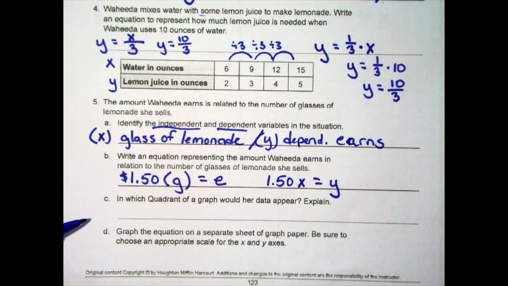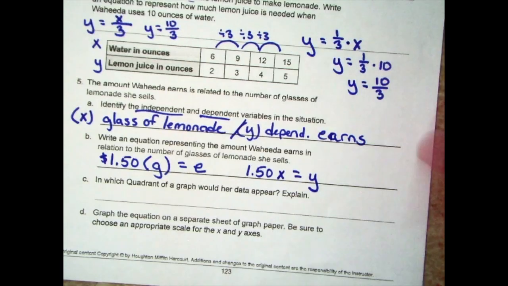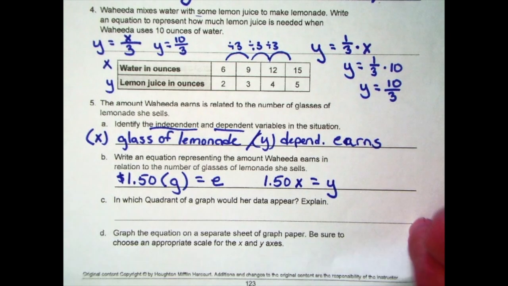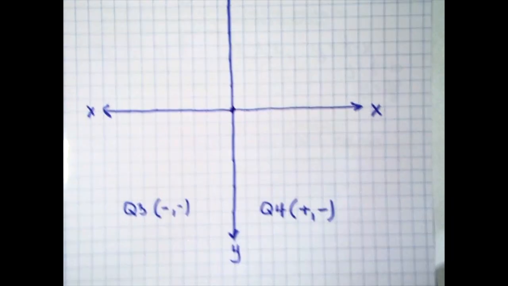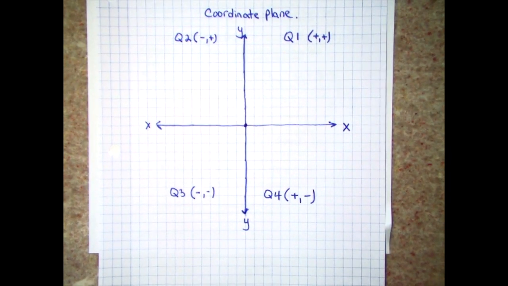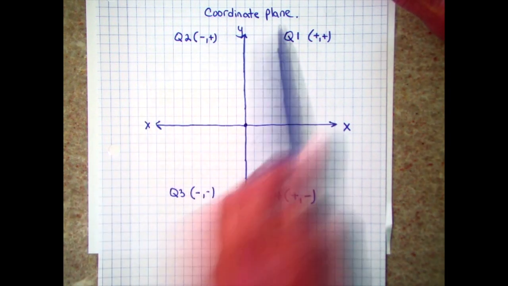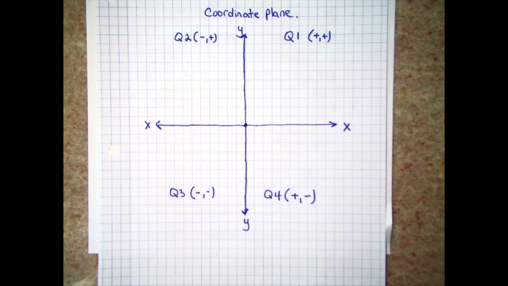Now, in letter C here, it says, in which quadrant of a graph would her data appear, and explain it. So in order to know that, you have to have a graph. So I have made us a little graph to help us figure this out. So let's go ahead and bring this down a little bit so you can see it. And I'll get my graph out here. Now, let's talk about this. This is called a coordinate plane. For many of us, we already know this, but it wanted to know which section the information would be graphed in. So the graphing looks like this.